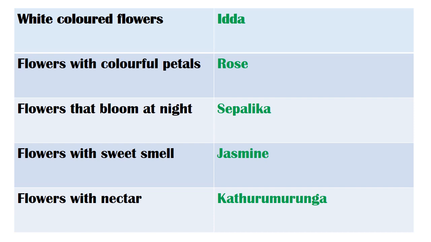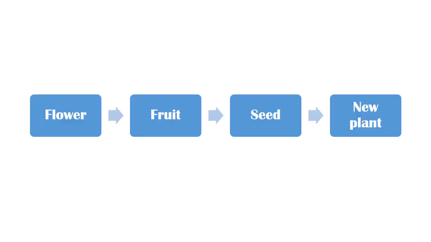Let's see what examples I have given you. The flowers with white color. Flowers with colorful petals, rose. Flowers that bloom at night, Sepalika. Flowers with a sweet smell, jasmine. Flowers with nectar, Katurumurunga. Our next main topic is diversity of fruits and seeds.